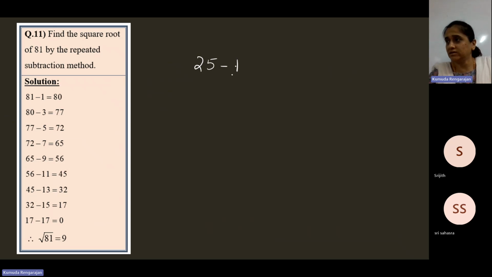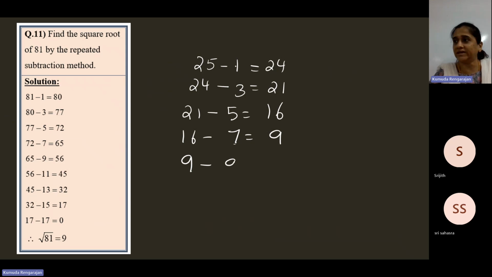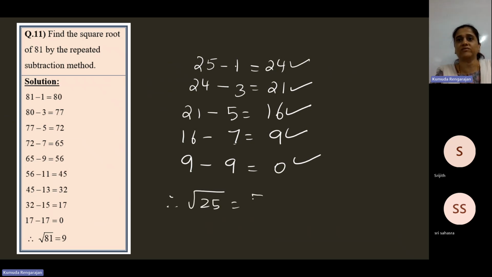25 minus 1, the first odd number 1, 24. 24 minus 3, after 1 is 3, so 21. Now 21 minus the next odd number 5, 16. 16 minus the next odd number 7, 9. 9 minus after 7 the next odd number is 9, 0. So how many steps? 1, 2, 3, 4, 5. Therefore, the square root of 25 is 5.